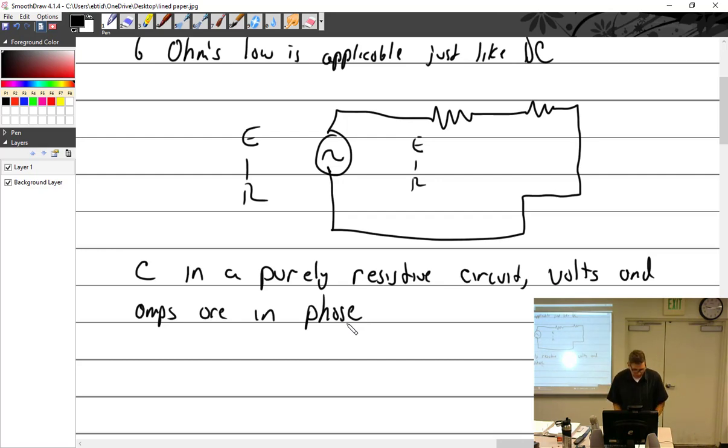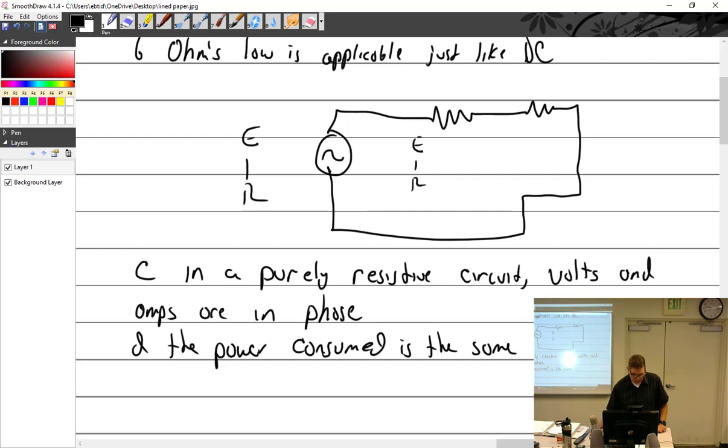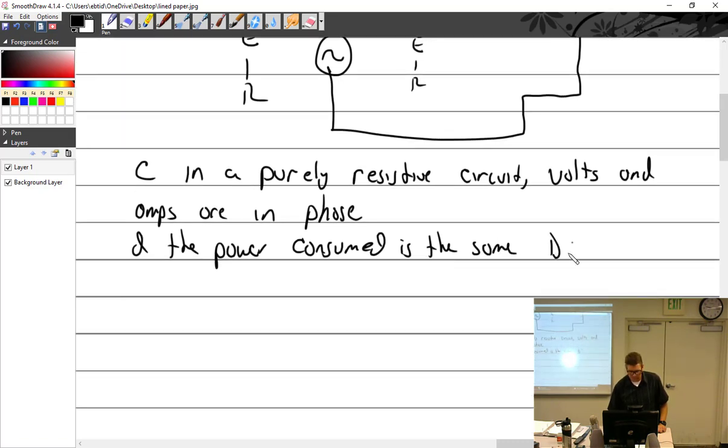That was an easy one, right? Volts and amps are in phase. Power consumed is the same as DC. So we can go power equals E RMS times I RMS. We'll just go with that.